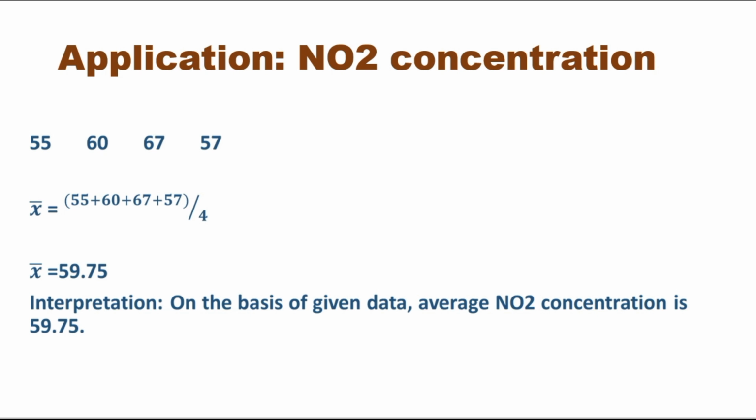So like here, suppose we have nitrogen oxide concentration values and we want to take their average, we have to simply add all the values and divide by the total number of observations. Here the total observations are 4, so we will divide by 4. So in this case our interpretation, on the basis of the given data, is that the average nitrogen oxide concentration is 59.75 units.